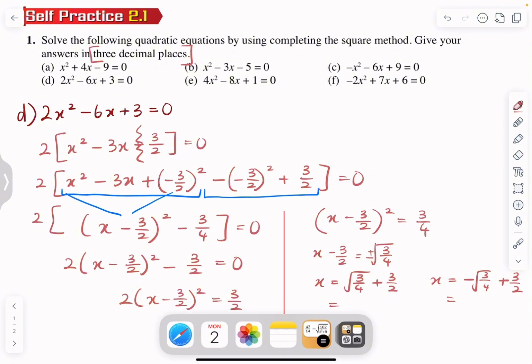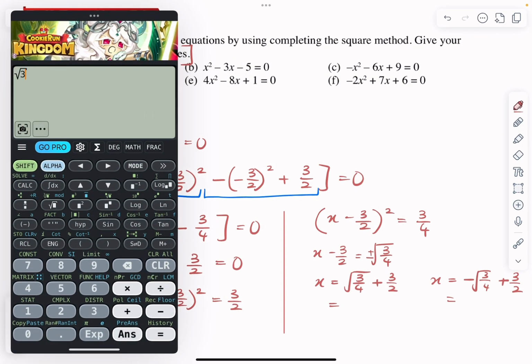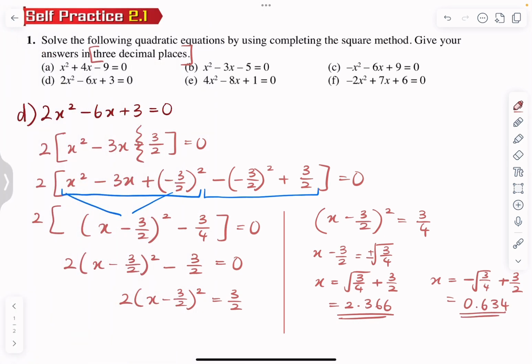This one just tekan calculator. Square root 3 over 4 plus 3 over 2. We get 2.366. The other one is negative. We get 0.634. These are correct to 3 decimal places. Done.